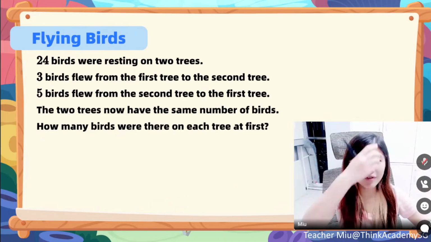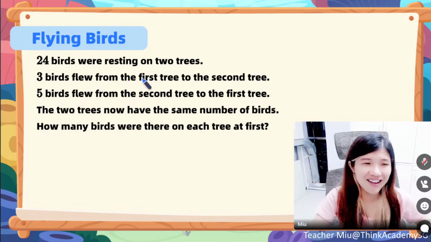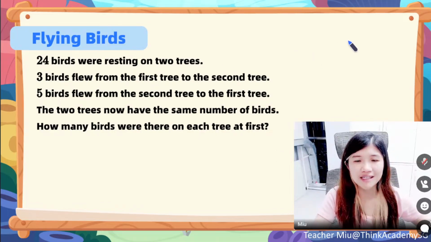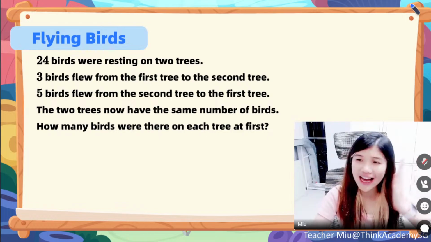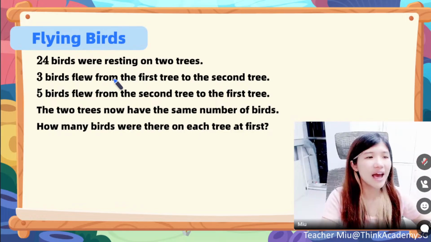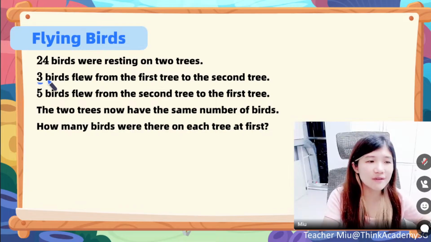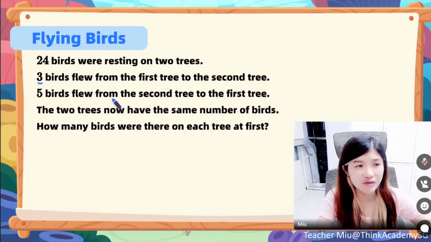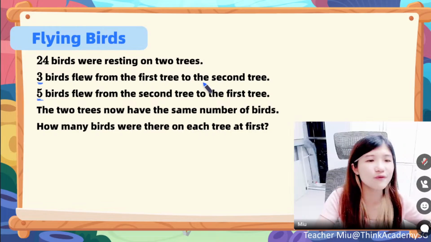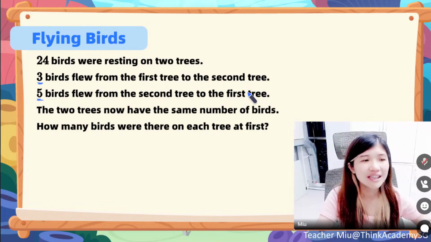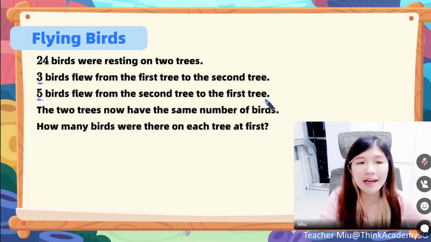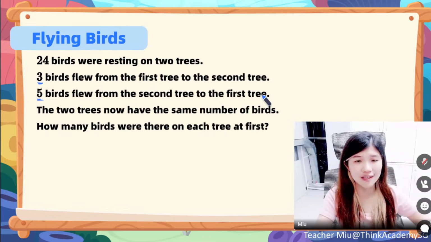Let's just try one very crazy question. All right. It's about flying birds. That is another type of question. We have 24 birds resting on 2 trees. 3 birds flying from the first tree to the second tree, and then 5 birds are flying from the second tree to the first tree. Now the 2 trees have the same number of birds. So how many birds are there on each tree at first?